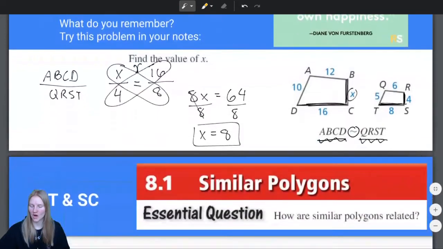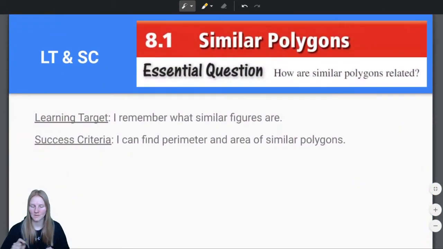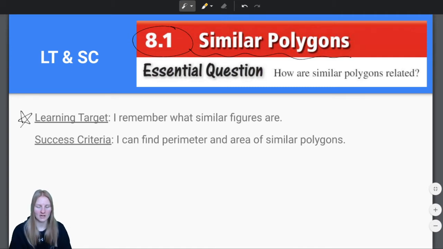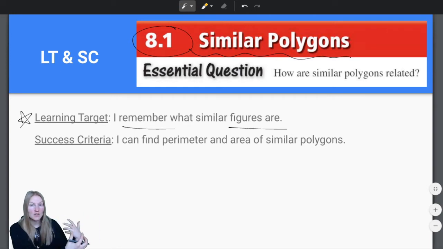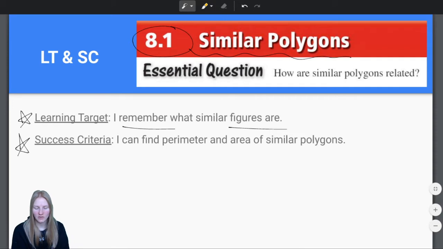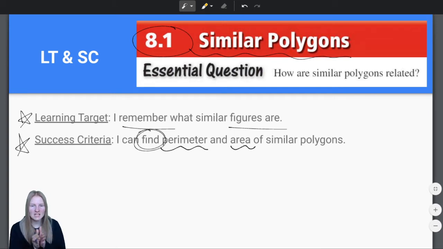Now, let's move on to what we have for today. Today, we are continuing our work in section 8.1. We are going to continue to talk about similar polygons. Today, our learning target is that you remember what similar figures are, using everything we learned in the last video. And our success criteria is that you can find perimeter and area of similar polygons. So we need to be able to find the perimeter and area of similar polygons.